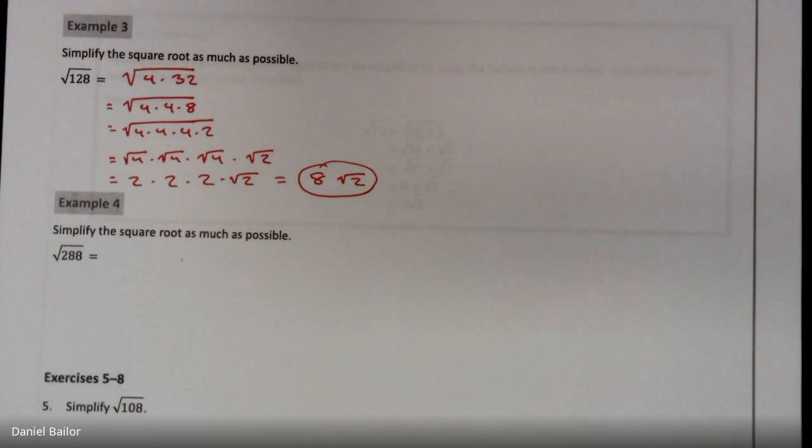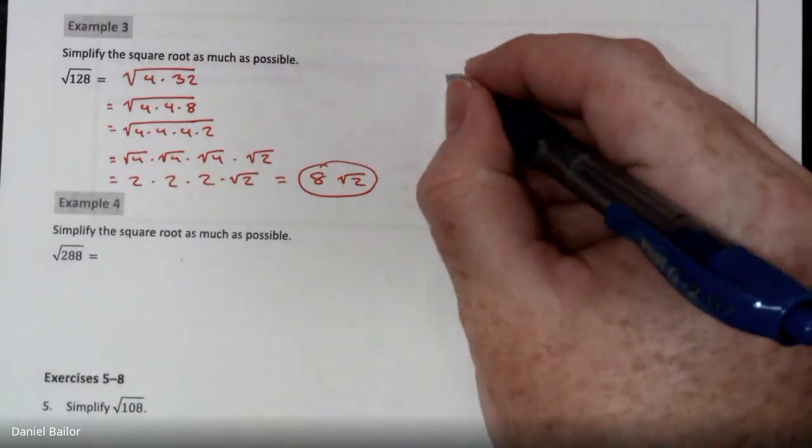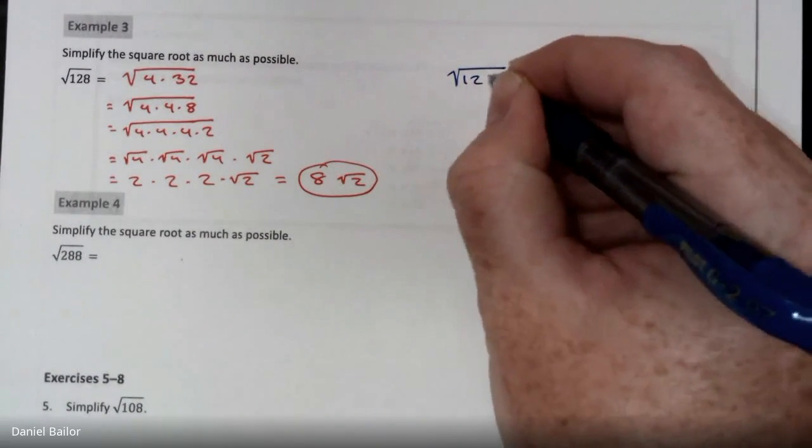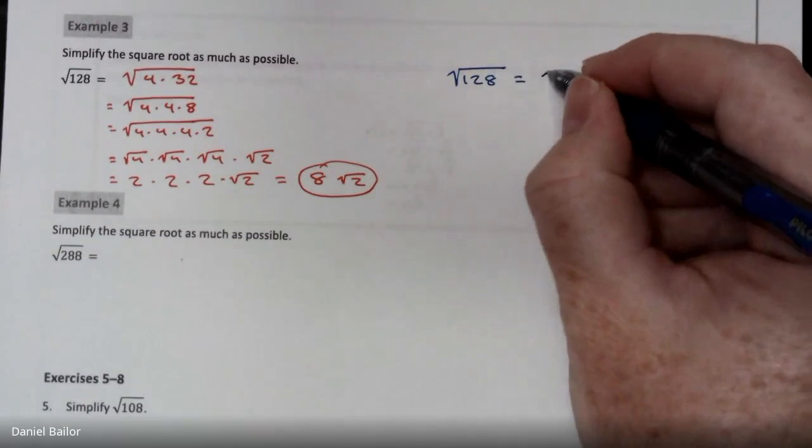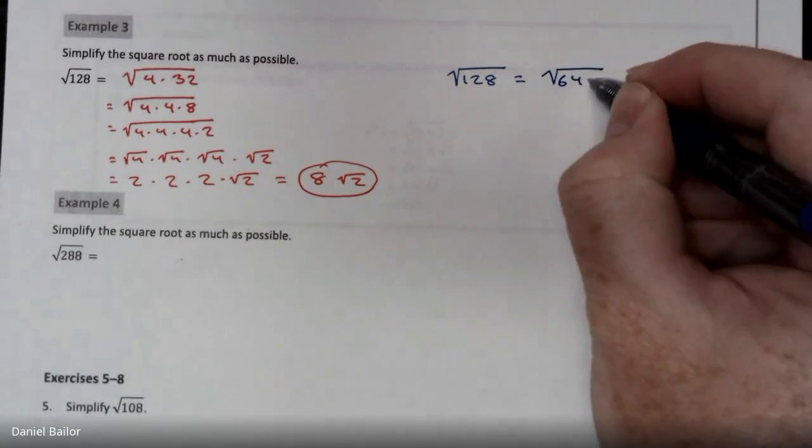Now, was that the fastest way to do it? No. There is a faster way to do 128. But you really have to know your math facts and you really have to recognize things. Some people might say, well, wait, 128 is 64 times 2.